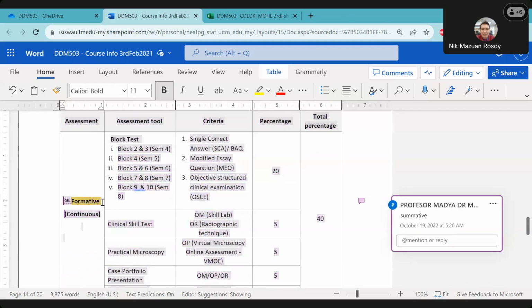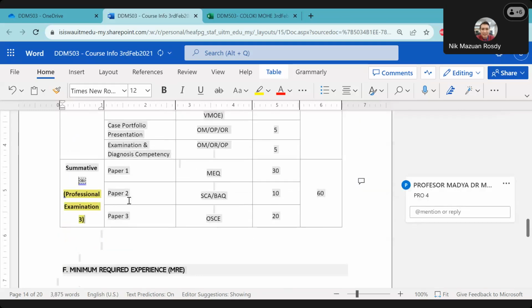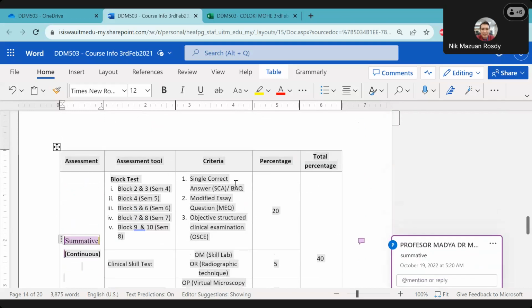the continuous assessment. This is summative, not formative. This is summative assessment. So this is continuous, and then summative. This is professional examination. Okay. So this table is quite detailed, but not as detailed as GSU. For more detail, you have to go to the GSU document. So I think we can take this table from the first table of GSU later. Okay, so this is what you should have.